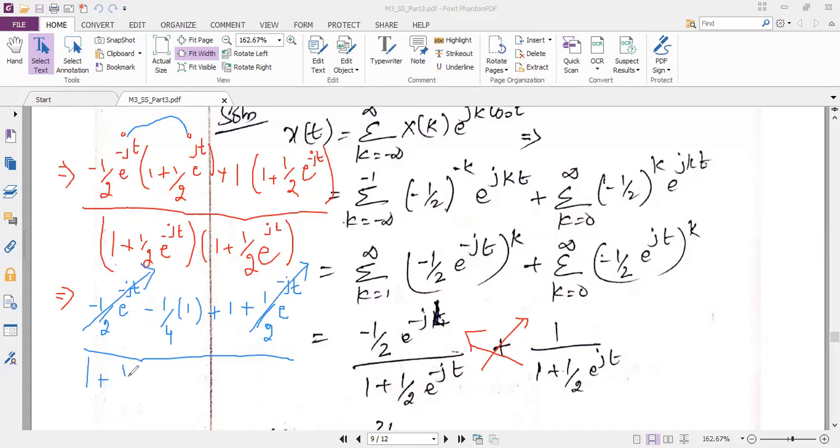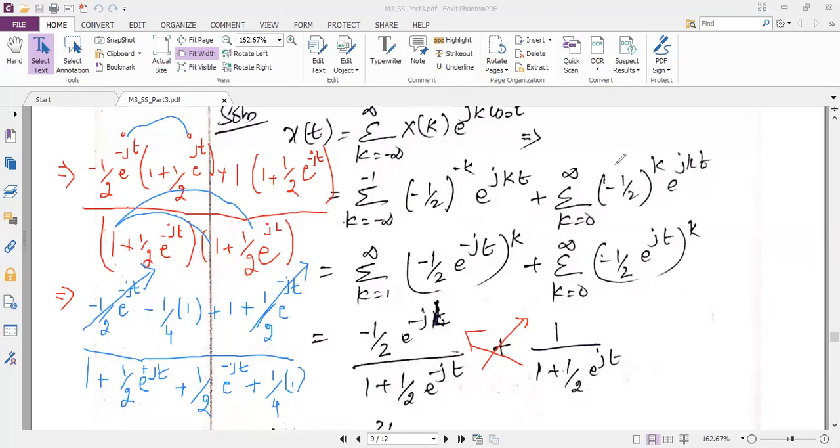Here I need time to write using the mouse. So it is 1 plus 1 by 2 e power minus jt: 1 into 1 is 1, then 1 into 1 by 2 into e power plus jt, then plus 1 by 2 into e power minus jt, then finally plus 1 by 4, into again I will get 1, because e power minus jt into e power plus jt is equal to 1.